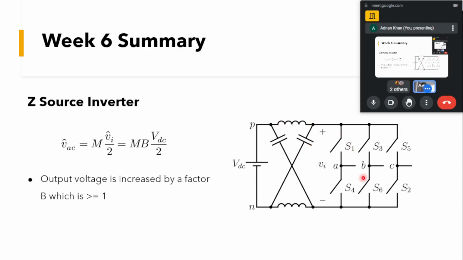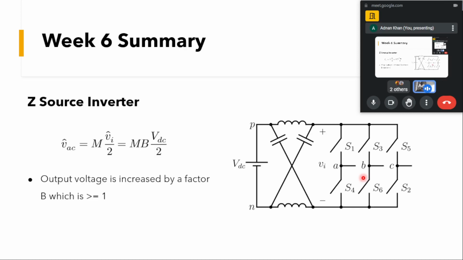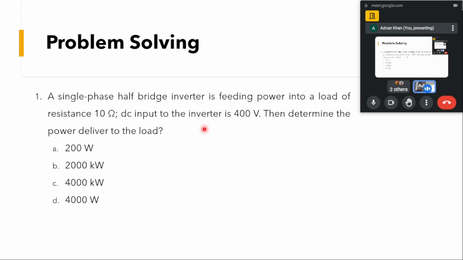That was about what had been taught in this course. A number of topics were discussed, and it took some time. These were very important concepts that need to be understood. So this is for the revision part. Now we'll be moving forward towards the problem solving session for this.